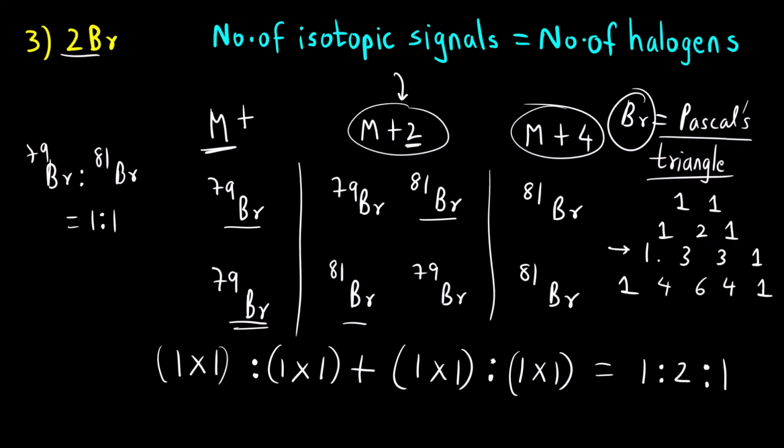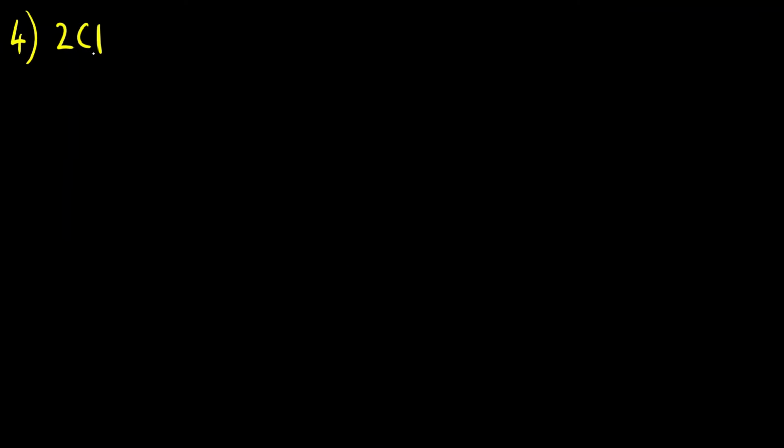Now for 3 bromine atoms, we will get the ratio 1:3:3:1. Okay, this was for 2 bromine atoms. Now let us see if there are 2 chlorine atoms.